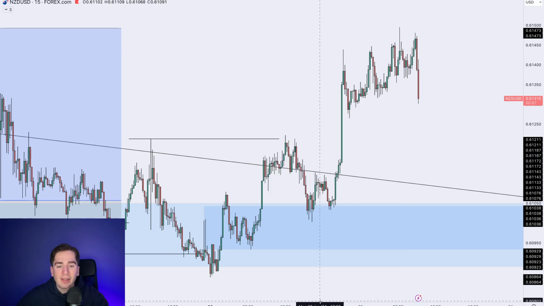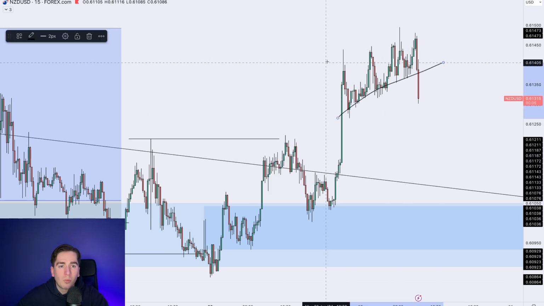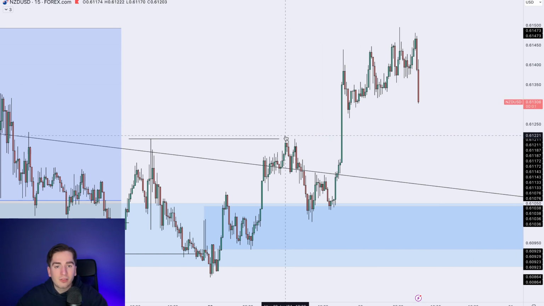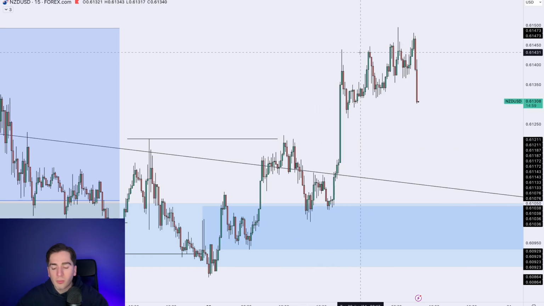At the moment, 15-minute is kind of like ascending corrective. So I would not be surprised if we do see a further drop for the rest of the day back in towards like this entire sell before the buy range.